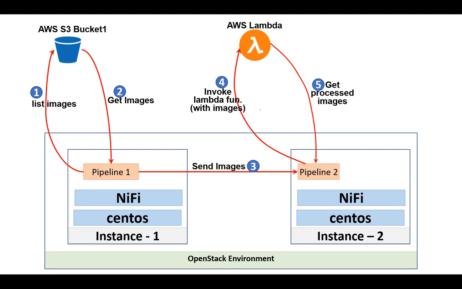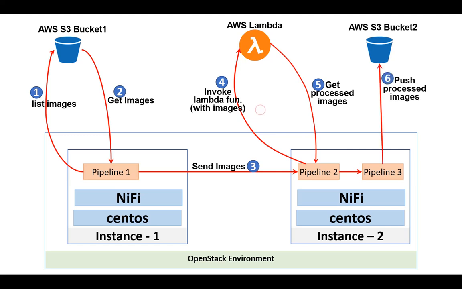On receiving the result, the processed image, or the thumbnail, will be forwarded to another data pipeline, that is pipeline 3. Pipeline 3 will eventually push the thumbnail to another S3 bucket. Now, let's see the TOSCA template for this setup.